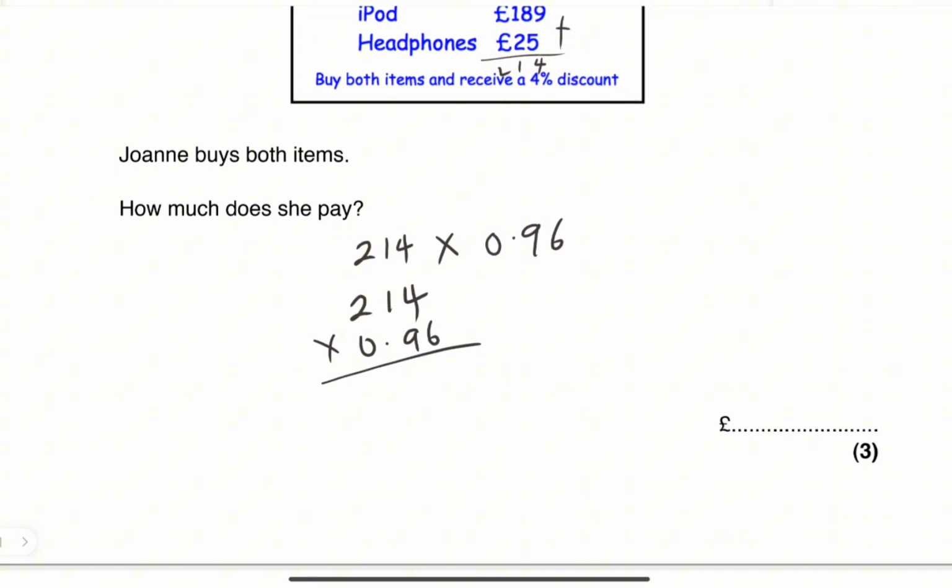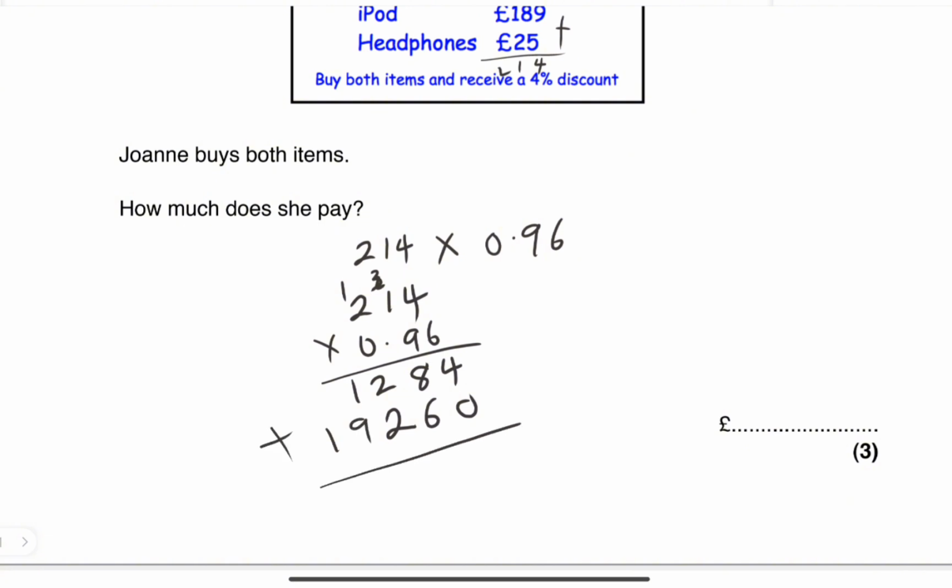6 times 4 is 24. 4 here, 2 carried. 6 times 1 is 6, plus 2, 8. 6 times 2 is 12. Add a 0 here. 9 times 4 is 36. 6 here, 3 carried. 9 times 1 is 9, plus 3, 12. 2 here, 1 carried. 9 times 2 is 18, plus 1, 19.